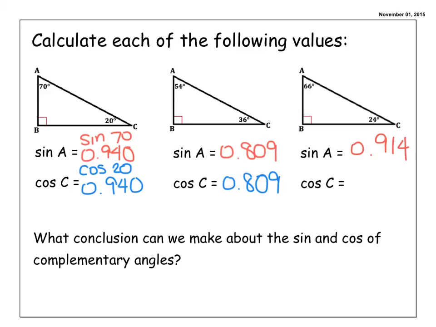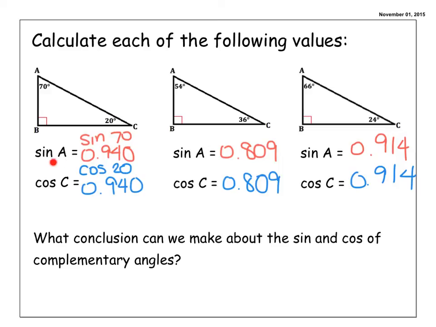And then I'm going to do cosine, because I want C here. I want cosine of C. So I'm going to do cosine of 24. And that gives me 0.914. So what do we notice about these two numbers? To go back and answer that question, because I've asked it 3 times now, what do you notice about all 3 sets of numbers?